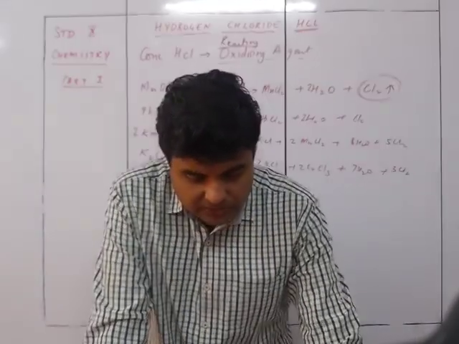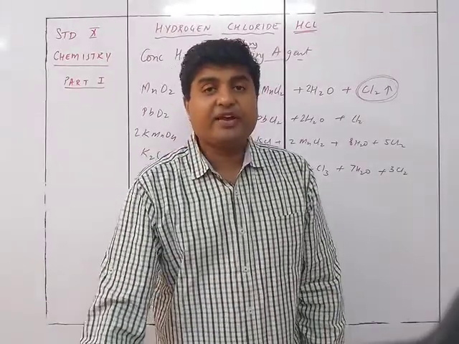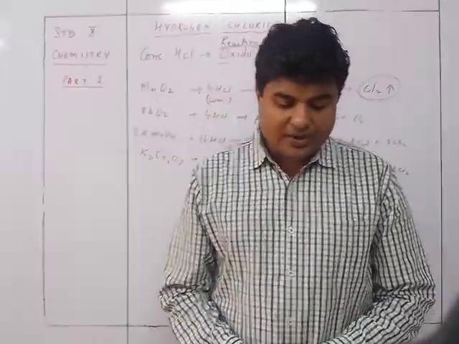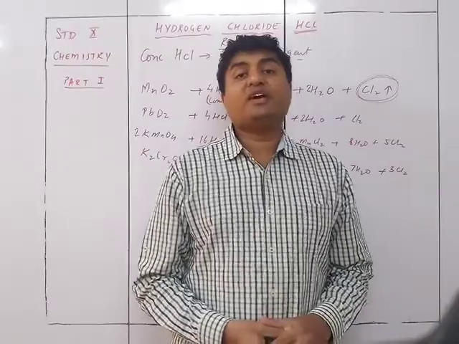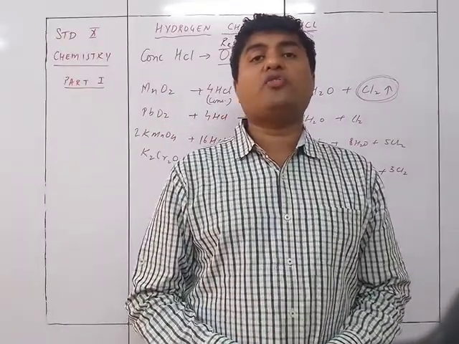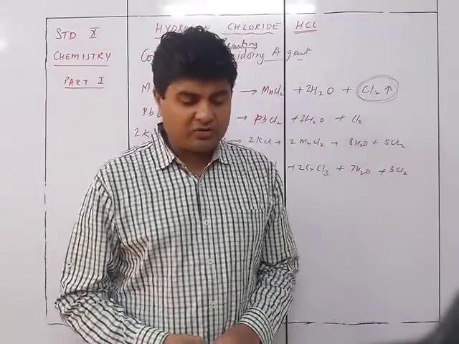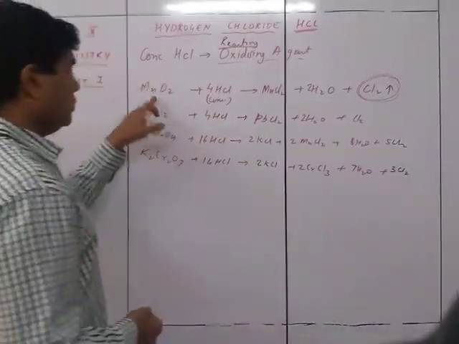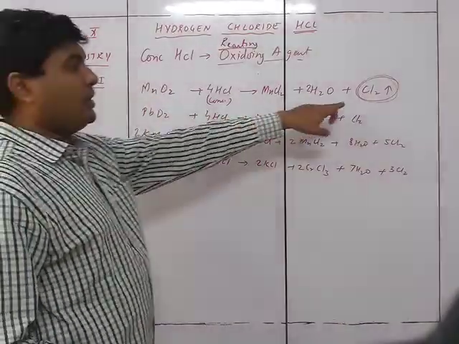So that was the second identification using silver nitrate, and the last one is identification of concentrated hydrochloric acid by the use of manganese oxide. Manganese oxide is MnO2. This manganese oxide is going to give me chlorine gas.